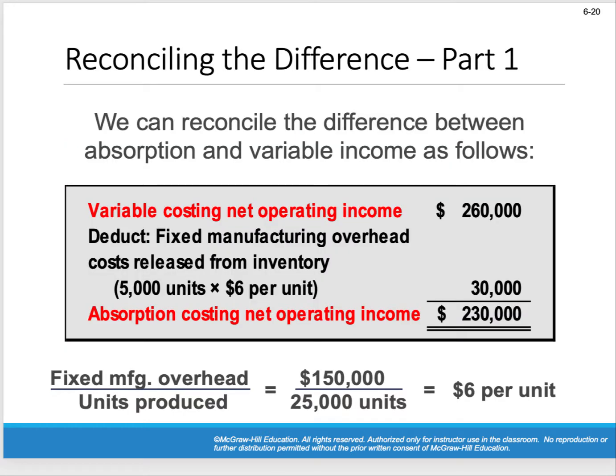Okay? How do we reconcile? Start off with your variable costing net operating income, $260,000. Now we deduct any fixed manufacturing overhead costs that were released from inventory. We release $30,000 of cost. We subtract that from our variable costing net operating income. We end up with, or we reconcile to, the absorption costing net operating income of $230,000.